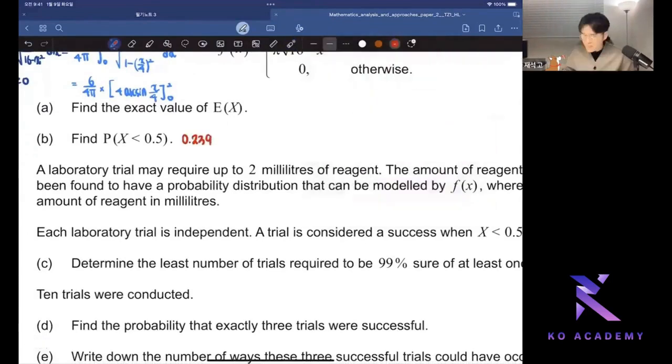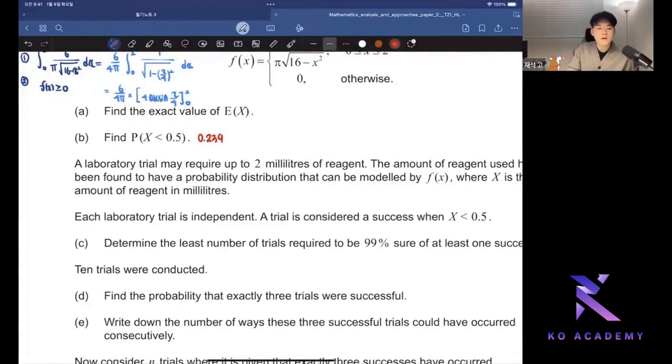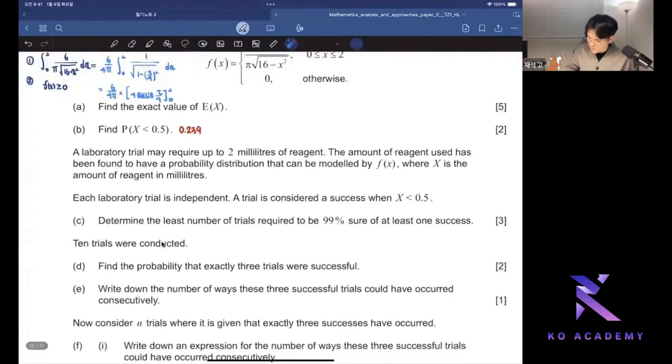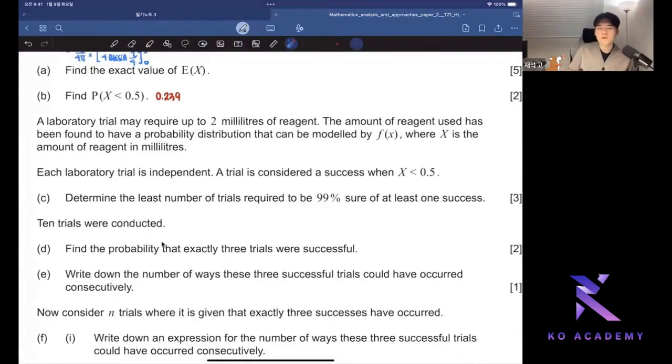We're repeating the experiment multiple times. How many times do we need to conduct the experiment to have at least a 99% probability of success? We're doing the experiment multiple times. How many times should I try this? Will the probability of having at least one success be over 99%? It's this kind of question.